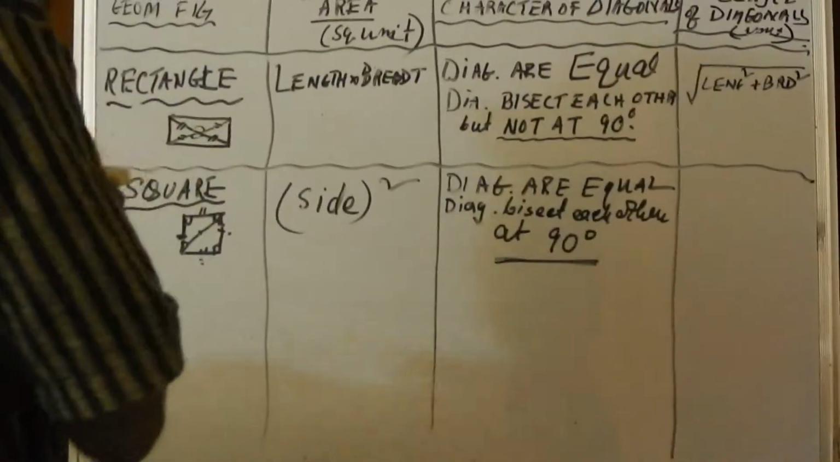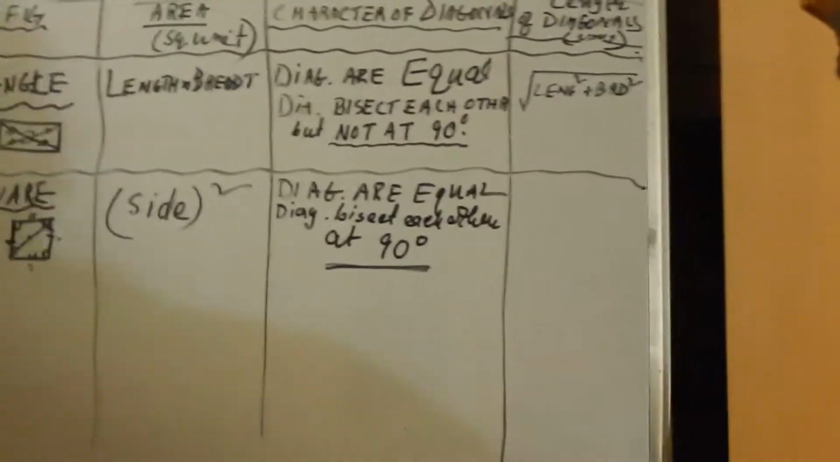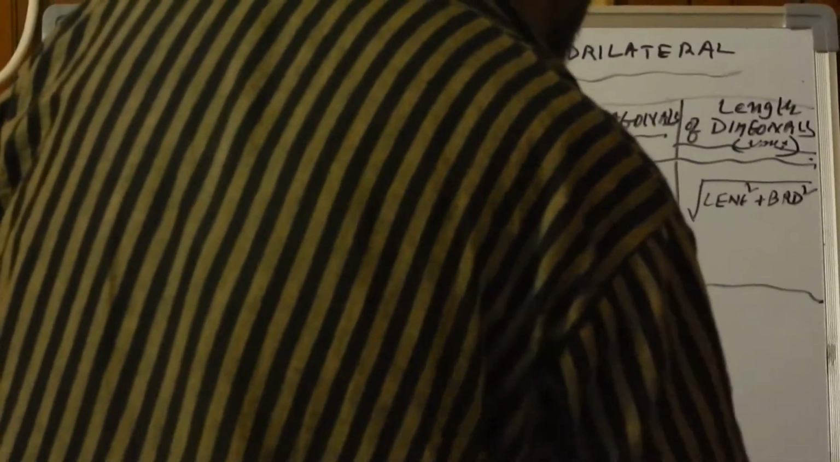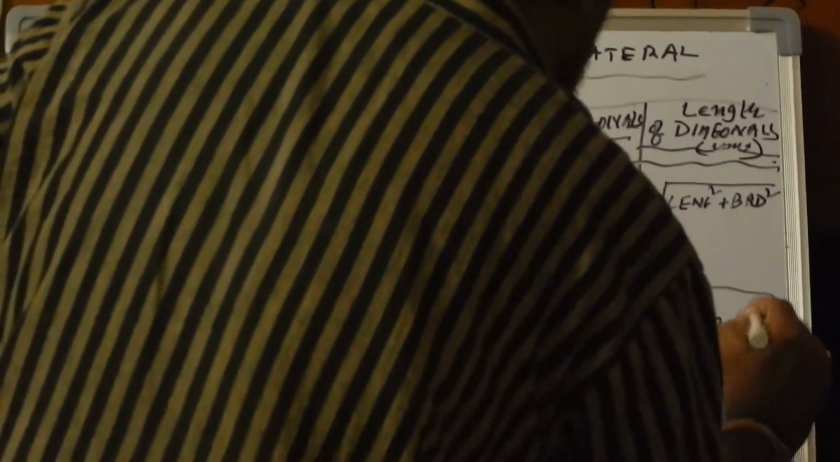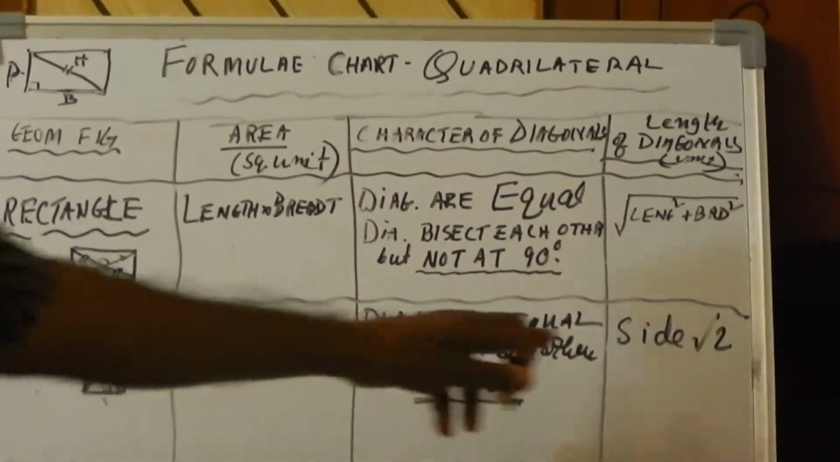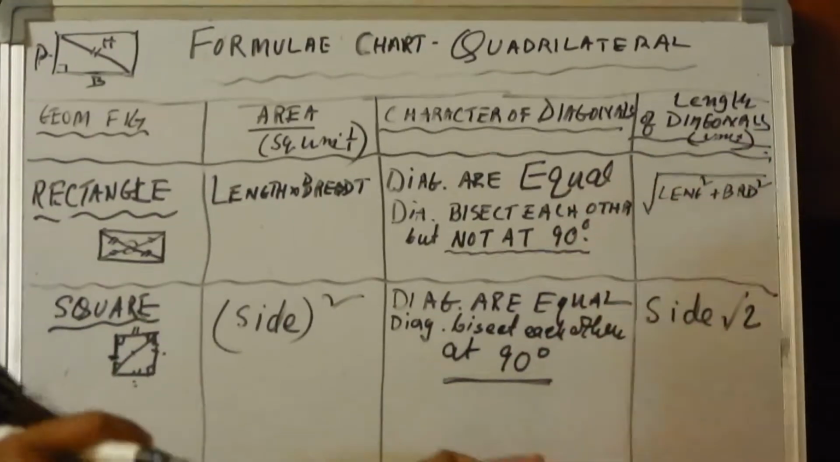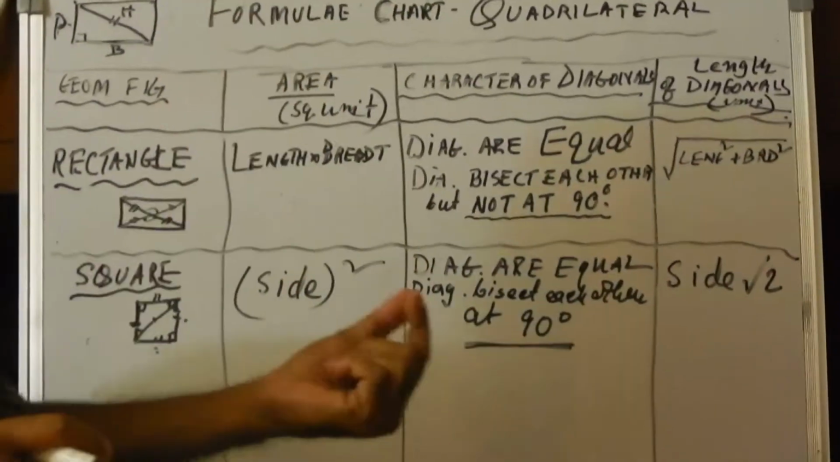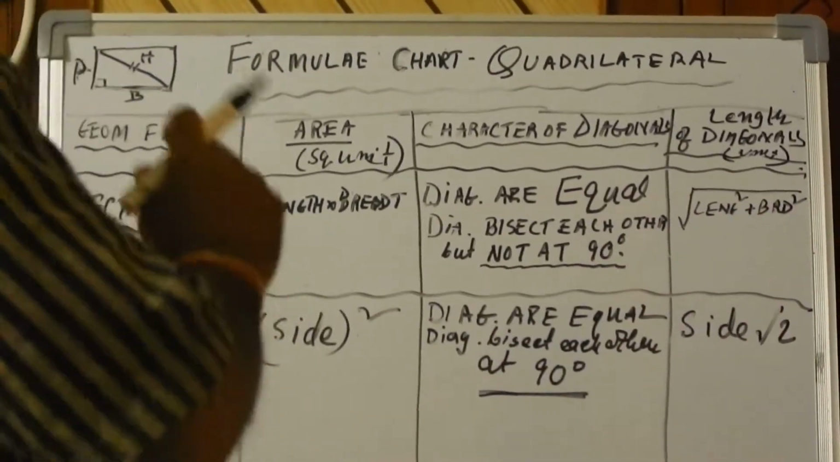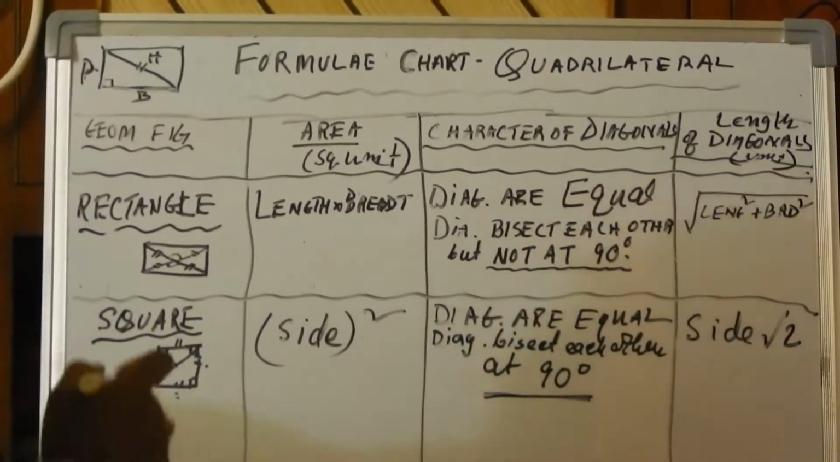So it is root 2 into side, or better to write side root 2, because when the side is given, maybe it is 5, 10, 15, whatever, we do not write root 2 into 5 or 15; we always write the unrooted number first. So 15 root 2 or 5 root 2. So the formula should be side root 2.